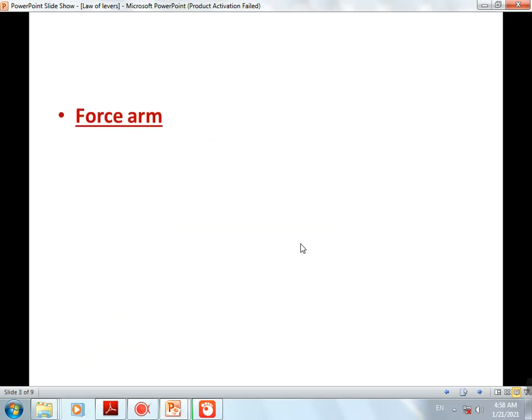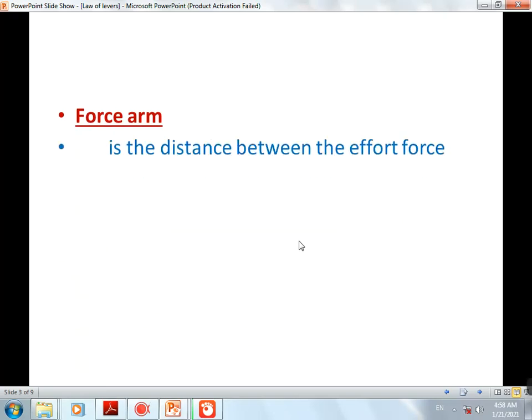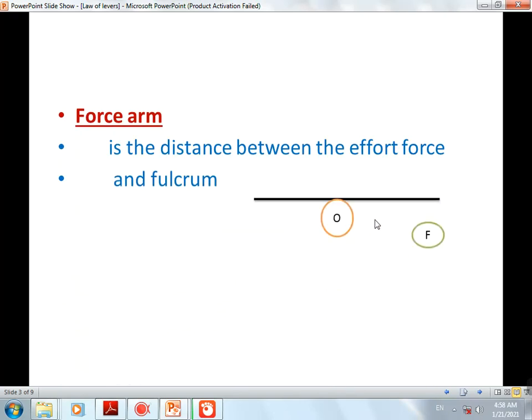What is meant by force arm? The definition of force arm is the distance between the effort force and the fulcrum. The distance between the effort force and fulcrum is called the force arm.